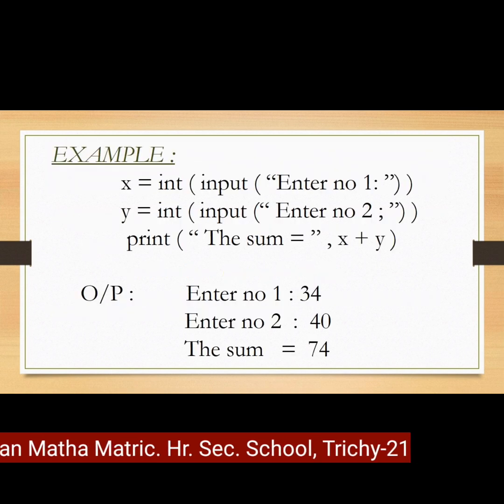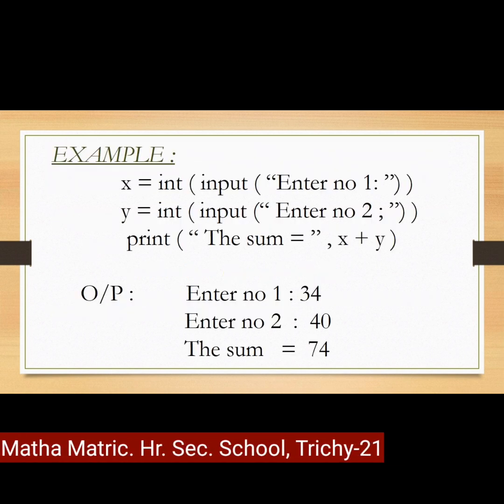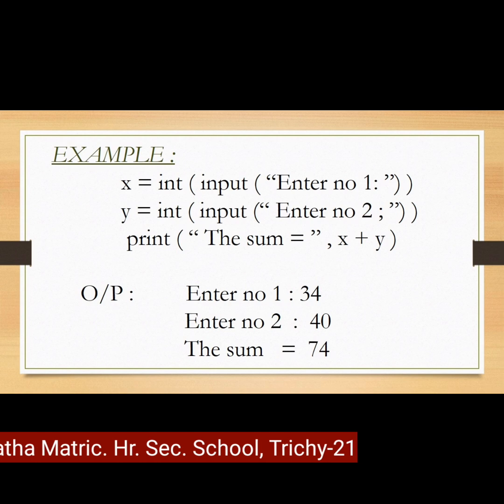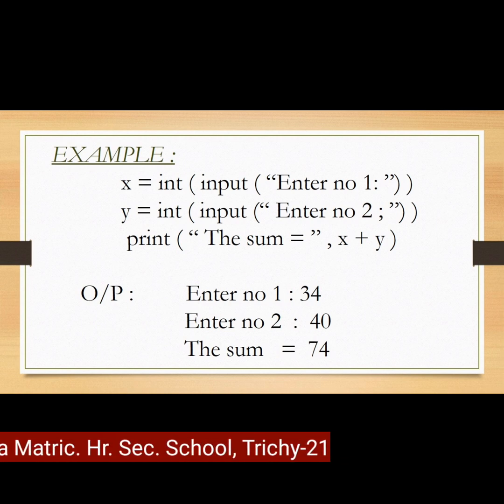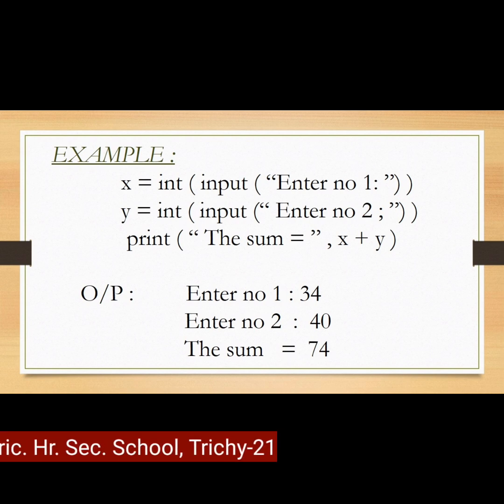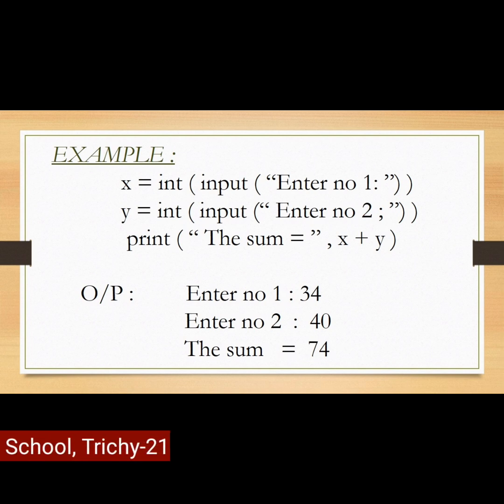Let us see a simple example for input function. x is equal to int(input('Enter number 1')). Here int is used to convert string data to integer. y is equal to int(input('Enter number 2')). print('The sum is', x plus y). Now the output is: enter number 1, 34, and number 2, 40. The sum is equal to 74.